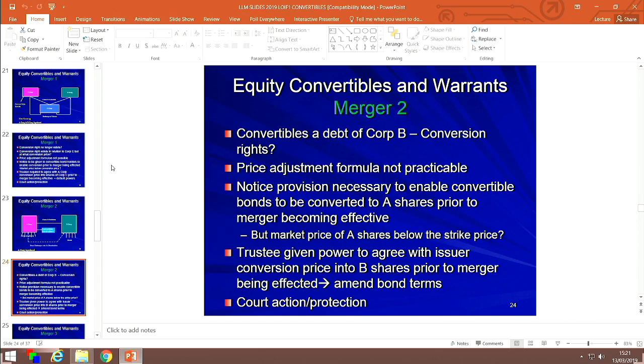So once again, you've got the notice provisions which enable the convertible bondholders to convert prior to the merger. But once again, just like in the previous example, you've got the possibility that the market price of A's shares is below the strike price, in which case there's absolutely no point in a convertible bondholder wanting to convert. So you're back to the same solution, namely the trustee, as in the previous case.